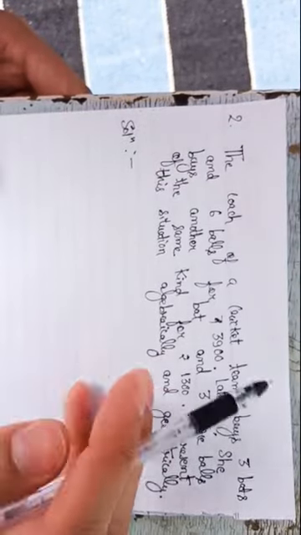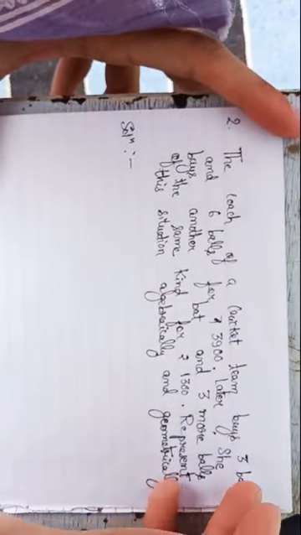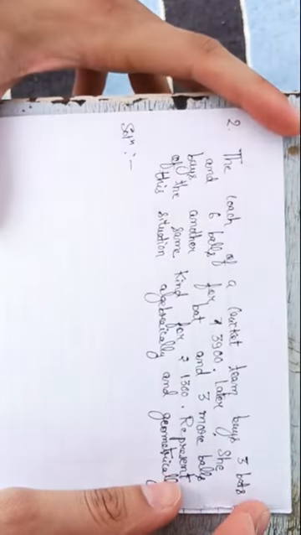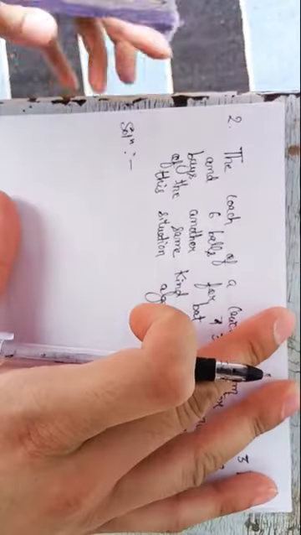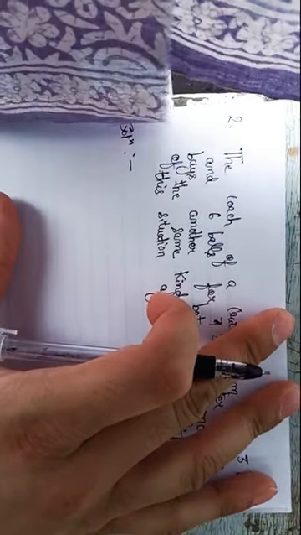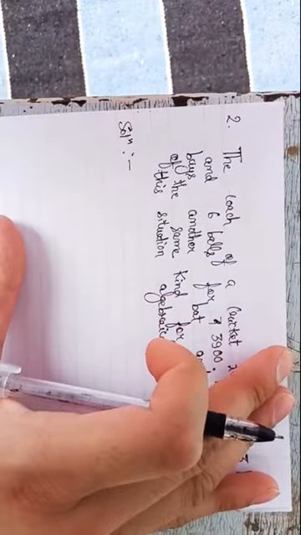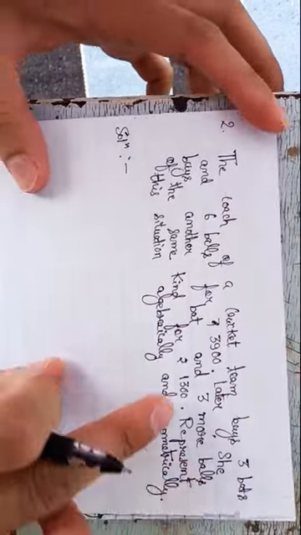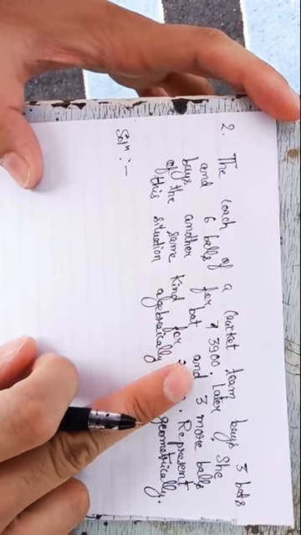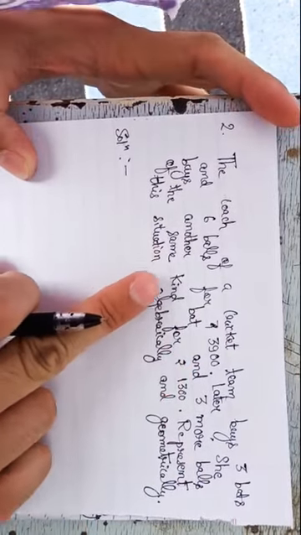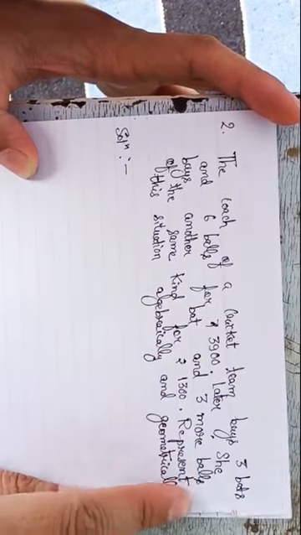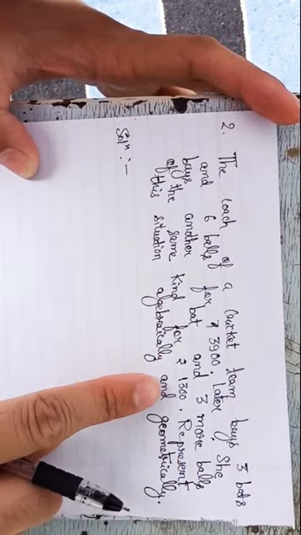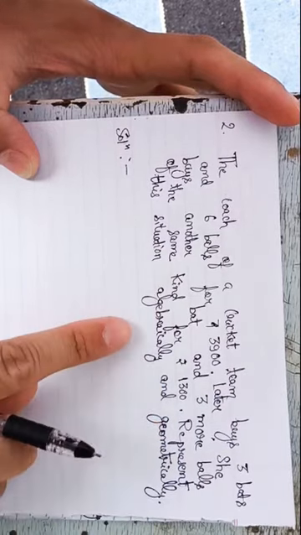Now moving to the second question, question number 2. The coach of a cricket team buys 3 bats and 6 balls for rupees 3,900. Later she buys another bat, and that means 1 bat and 3 more balls of the same kind for rupees 1,300. Represent this equation algebraically and geometrically.